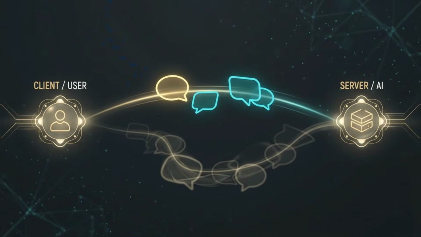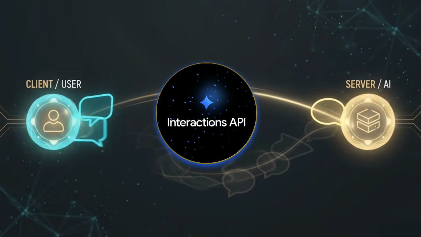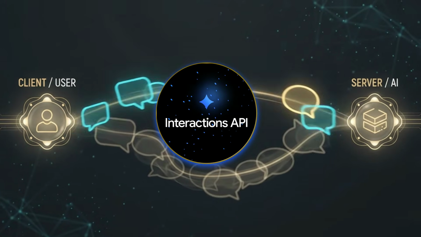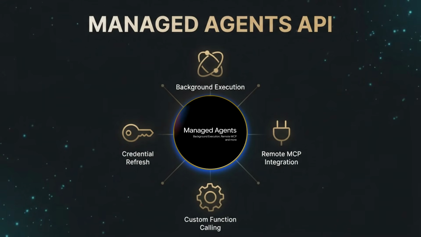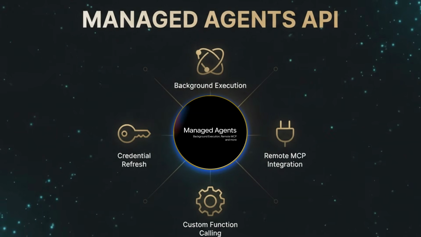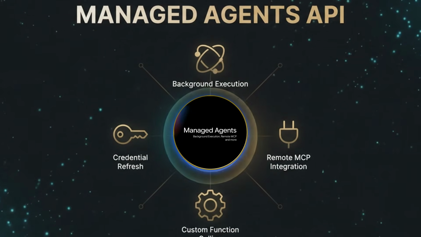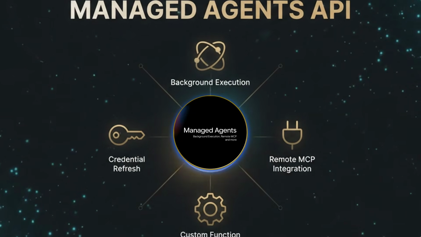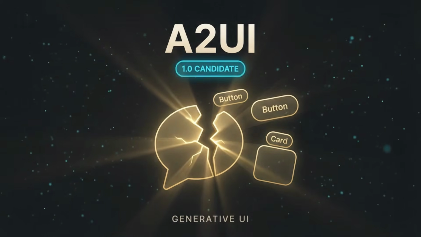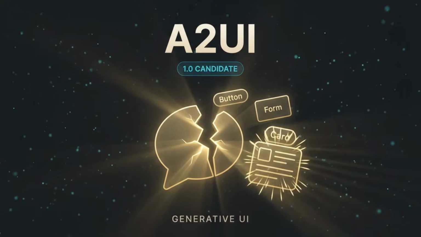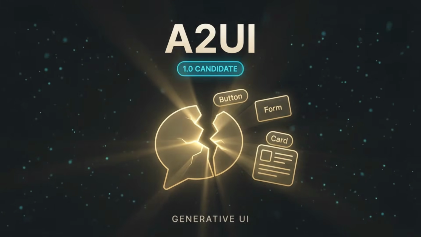Now, Google also made their Interactions API generally available, which truly makes multi-turn agentic conversations a lot more efficient. The next one is Managed Agents API. They actually made this also GA, but also provided 4 solid updates. I'm planning to make a full deep dive on this in the coming week. Now, Google's Agent to UI, which is A to UI, hit its 1.0 candidate. This is where agents can build their own interfaces, what people are calling generative UI.